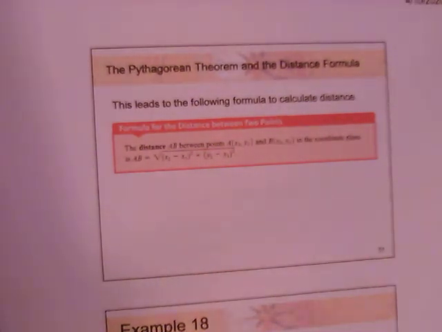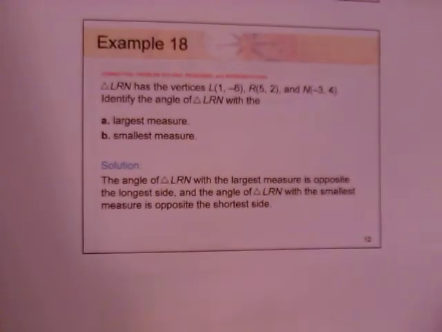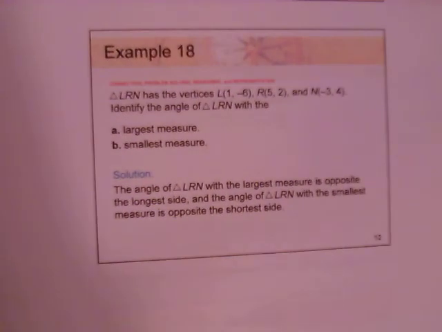All right, now let's take a look at this example here. Triangle LRN has the vertices: L has the ordered pair 1, negative 6, R has the coordinates 5, 2, and N has the ordered pair negative 3, 4. Identify the angle of triangle LRN with the largest measure and the smallest measure. So that's parts A and B of this example.